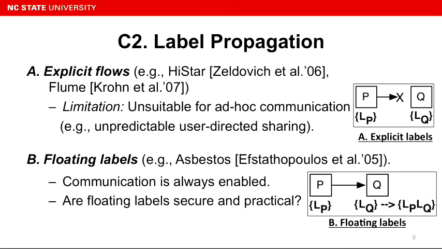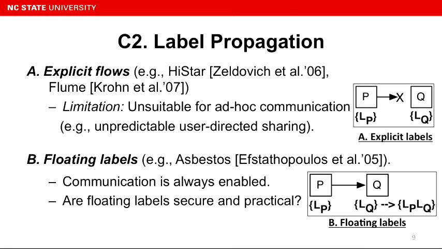Now explicit flows are very hard to model in Android, because on Android most communication is user directed and most sharing between applications is user directed. So applications aren't really aware of when they're going to be part of such communication. What we really need for Android is floating labels or implicit label propagation. So in floating labels, communication between different subjects is always enabled. But what happens is when P calls Q, the restrictions on P are propagated to Q. So the restrictions propagate in the direction of the flow of information.